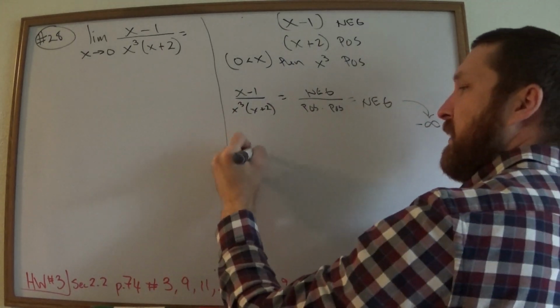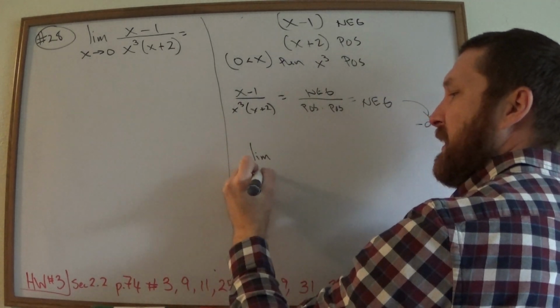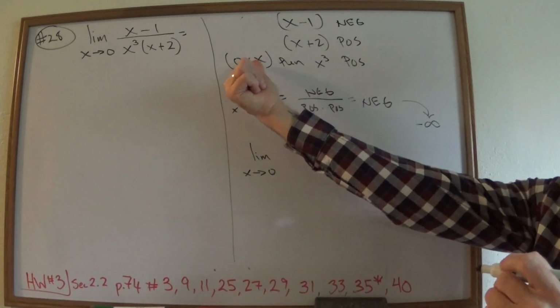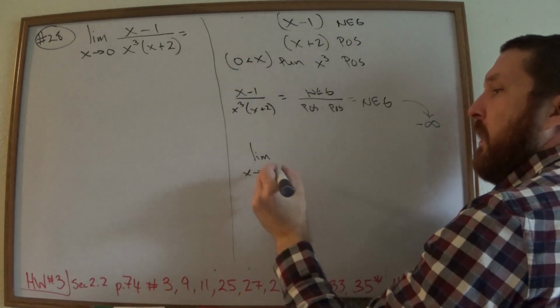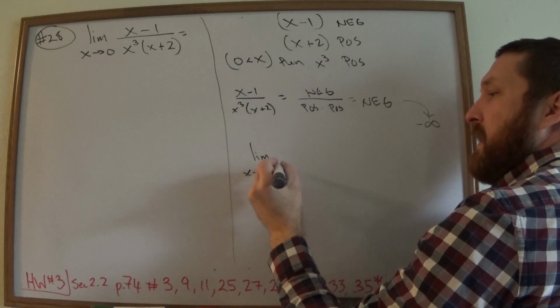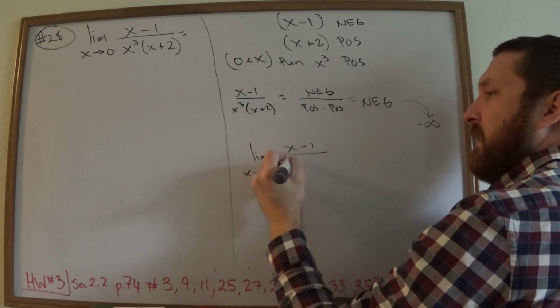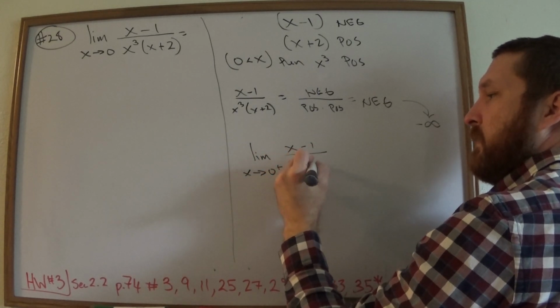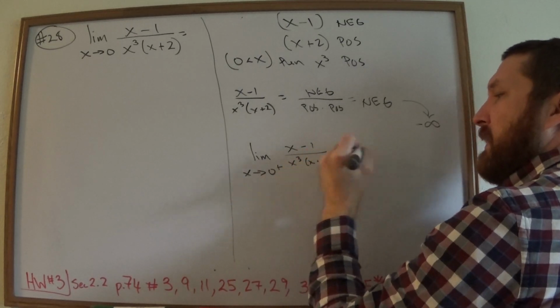And so we could say the limit as x goes to 0 from the right of this thing, x minus 1 over x cubed times x plus 2, is negative infinity.